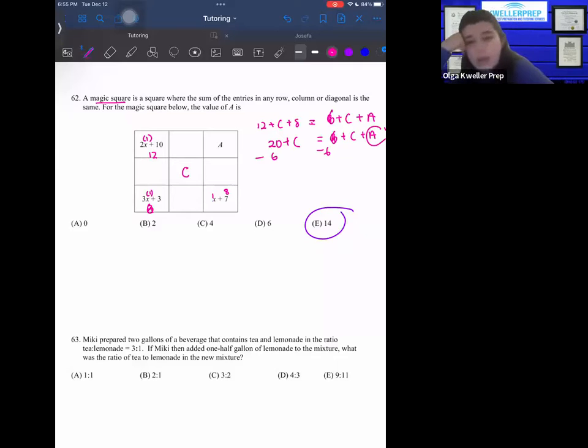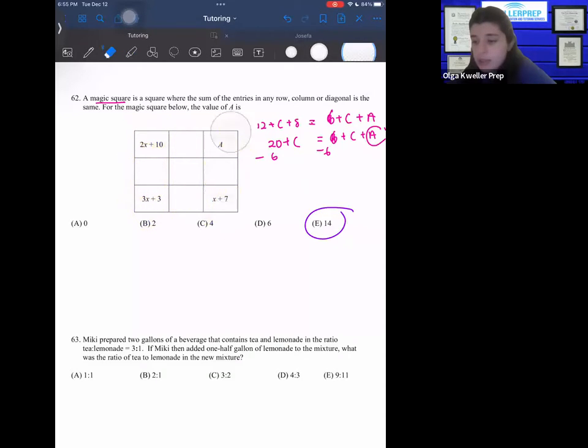So when dealing with a magic square, this one's a little bit confusing because they're telling you that any column, diagonal, or row is the same, but the problem is that you can't really add it this way because this box is empty. You don't know what's in here. And you can't use the other sums either, because those boxes are empty.